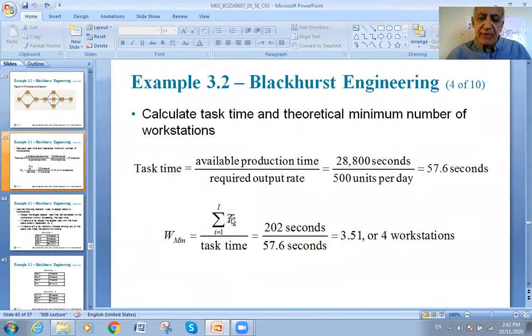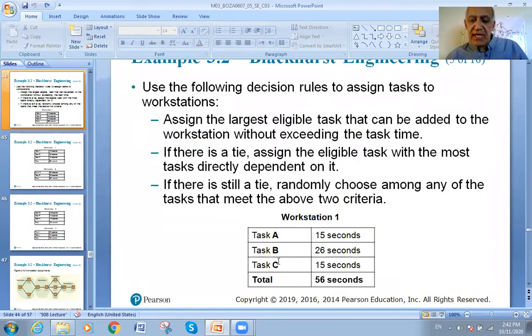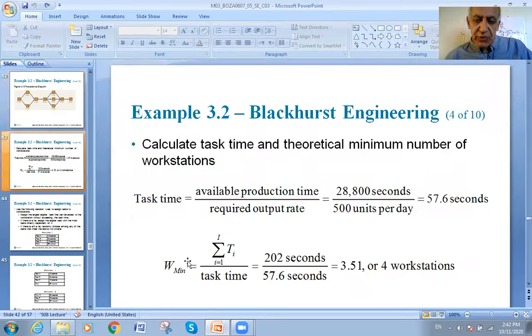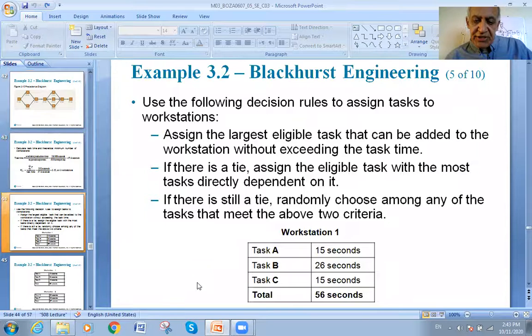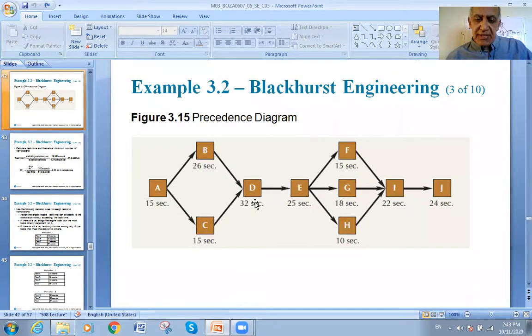Each stage of this, we will calculate the time of it. As an example, workstation 1: A and B and C. 15 seconds, 26 seconds, and 15 seconds. Plus 26 plus 15, those come to how much? 56 seconds.